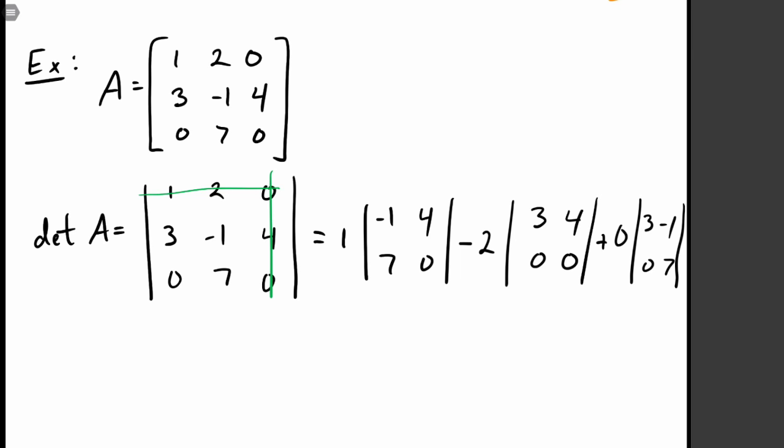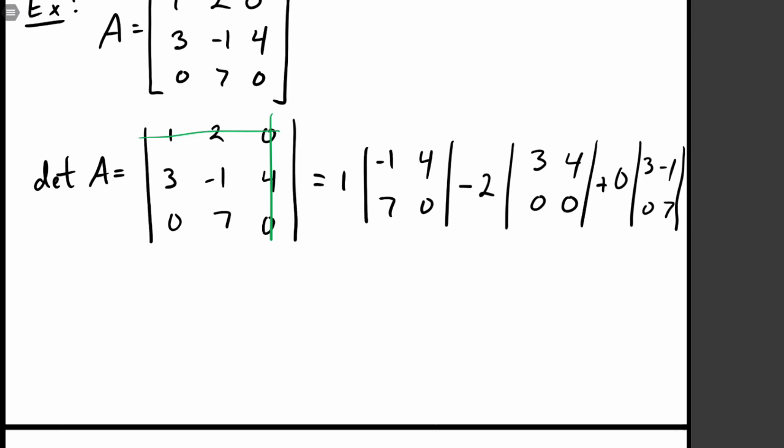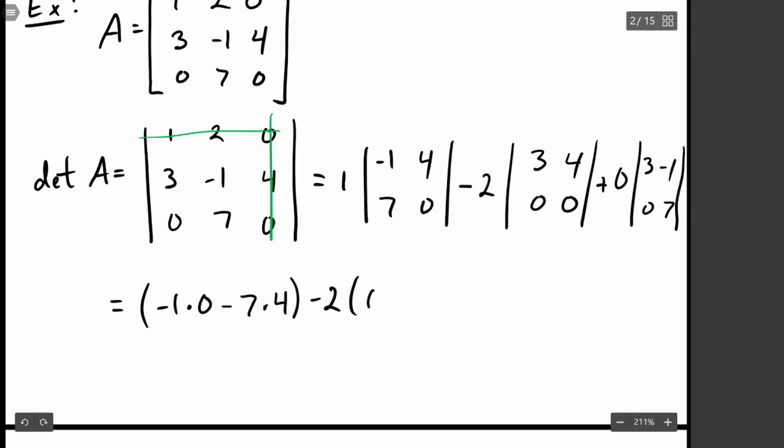So, now we just compute out those small determinants. Well, it's just 1 here, so we can leave off the 1. Negative 1 times 0 minus 7 times 4. And then negative 2 times this determinant, which is just going to be 0 minus 0. Well, all right, let's write out the steps there. 3 times 0 minus 4 times 0. And then here, plus 0 times... it actually doesn't matter here, but we'll write it out anyway. 0 times negative 1.